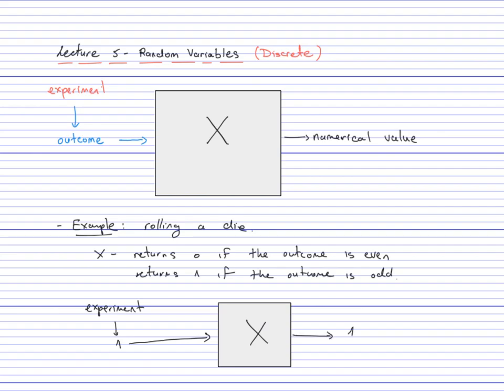Let's do another example. Again, I'm rolling the die. Suppose I get now 2. 2 is an even outcome, and therefore the machine needs to return what? 0. And so on. So for any outcome that we get from the experiment that is even, the random variable X returns 0. If from the experiment we get an outcome that is odd, then in this case, the machine, the random variable X, returns 1. So that's basically what a random variable is.